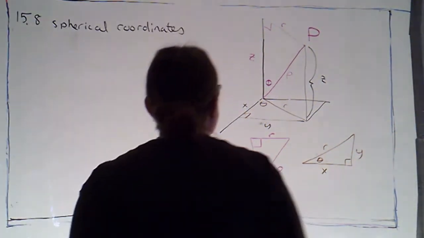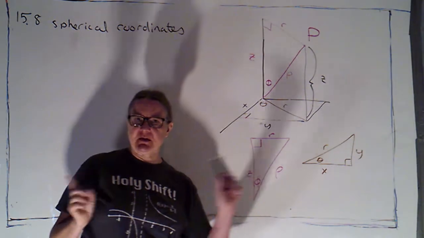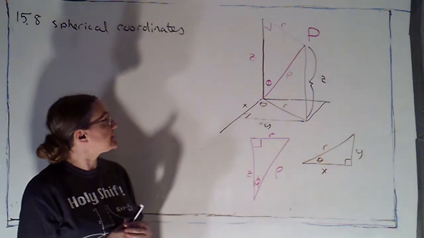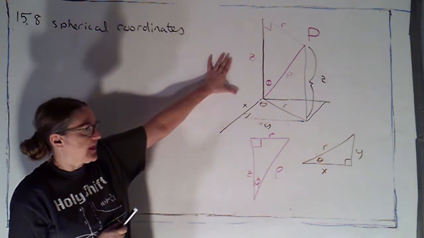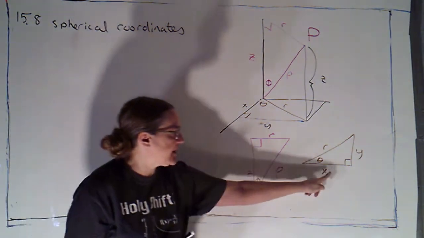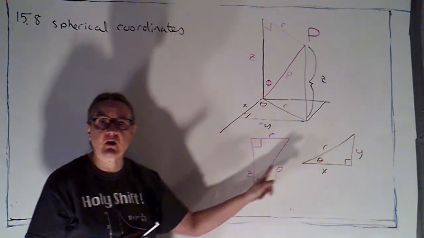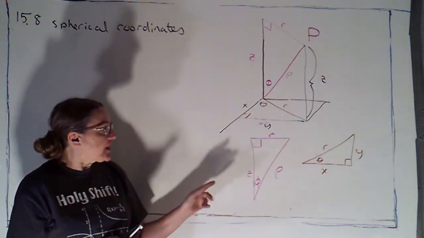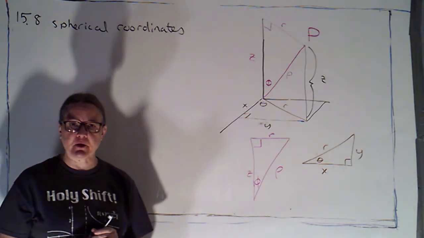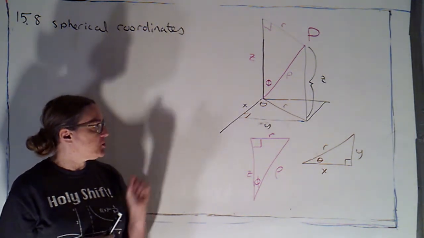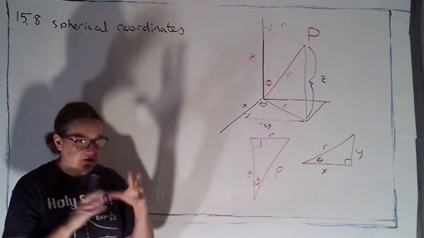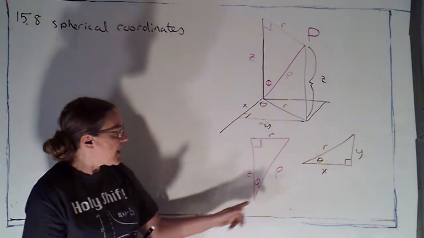Okay, so I want to see if we can figure out the connection between the different coordinate systems. So I've kept up this picture from the last video, but the real important information is encapsulated in these two triangles. These triangles are going to help me remember the correct formulas, but I do want to keep in mind that these are sort of symbolic triangles.